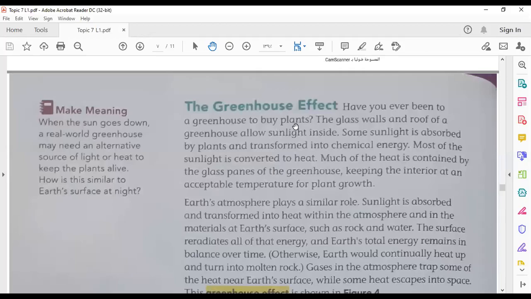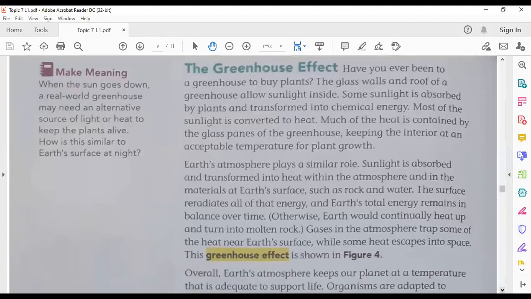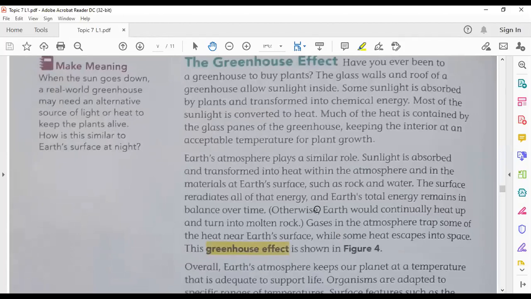In the last class, we were talking about the greenhouse effect, and it is called the greenhouse because the atmosphere acts like a greenhouse. It protects the air from the harmful ultraviolet radiation and infrared radiation, but also the gases of the atmosphere like carbon dioxide and methane gas capture the heat, and for this reason they keep the air at an acceptable temperature.